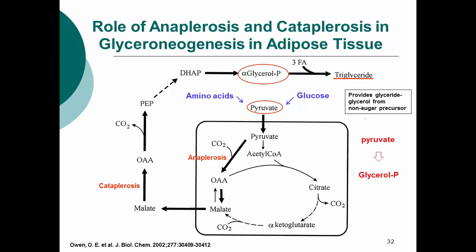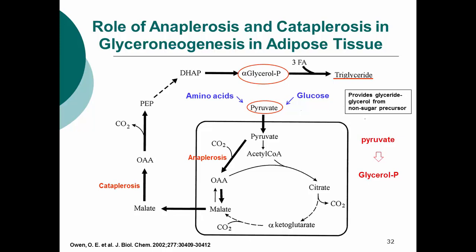Okay, so the other process is called glyceroneogenesis. Glyceroneogenesis is the process in which glycerol released from the adipose tissue can be recycled, right? And used for triglyceride synthesis.